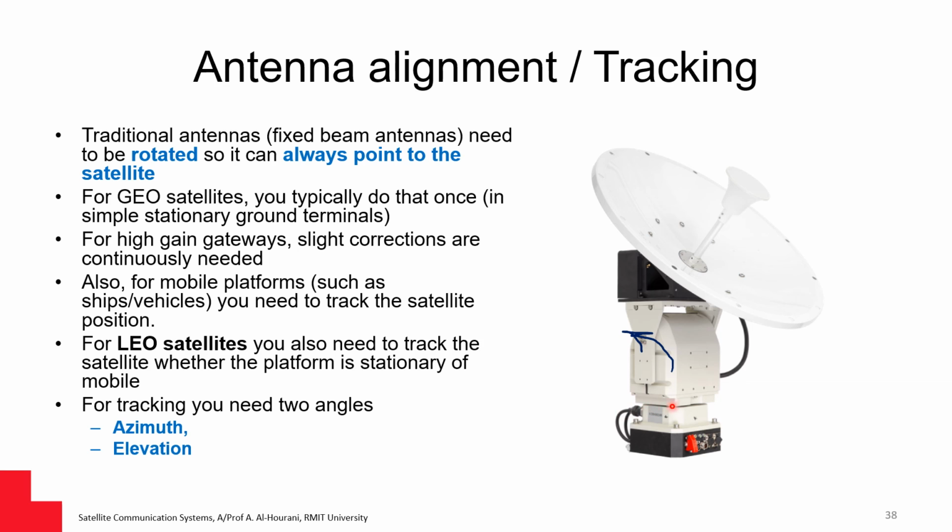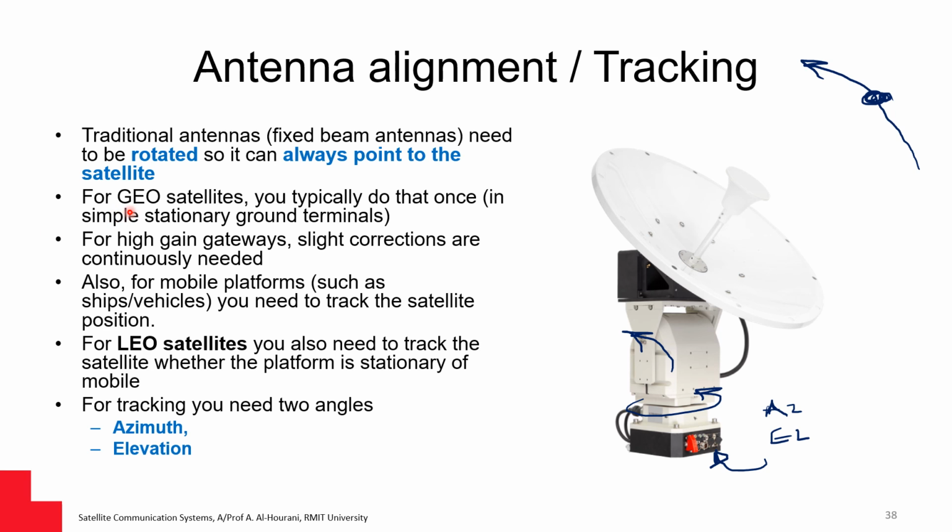Here's the elevation motor that can rotate the antenna up and down, so it will change the elevation angle. But also, as you can see, this mount can rotate around the azimuth. So if you input a certain azimuth and elevation to the controller, it will point the antenna towards the satellite. And remember, for a LEO satellite, you have to keep actively tracking the satellite if you want to communicate with that satellite during a given period.